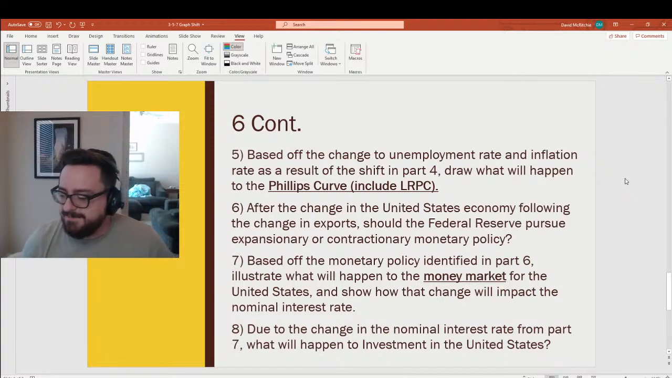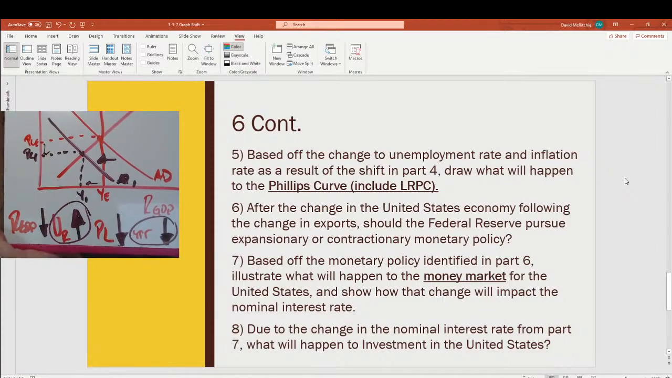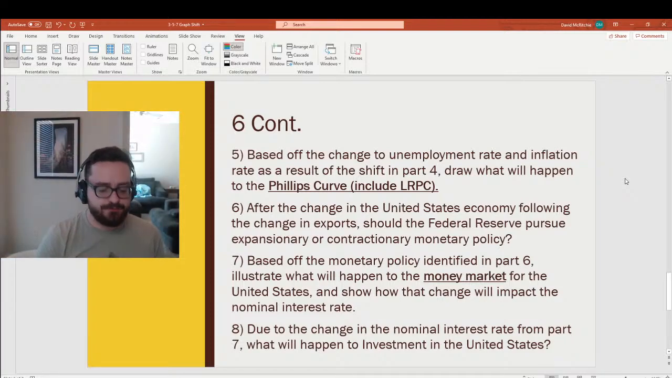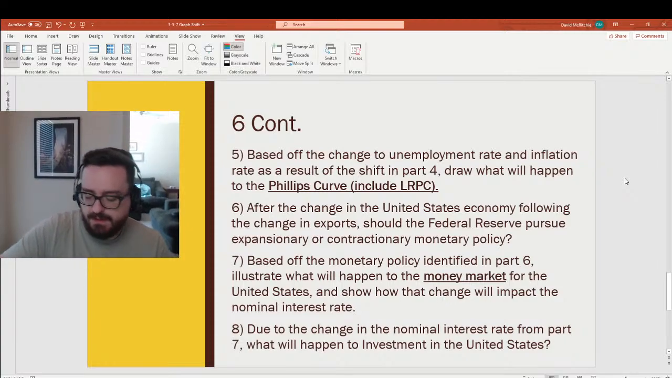Now, for this question, it said, based off the change to unemployment rate and inflation rate, so I'm just circling those. Based off that, what's happening to my Phillips curve? Okay, Phillips curve time, here we go. Drawing a new graph, drawing so many graphs. This is the day where I draw lots of graphs.